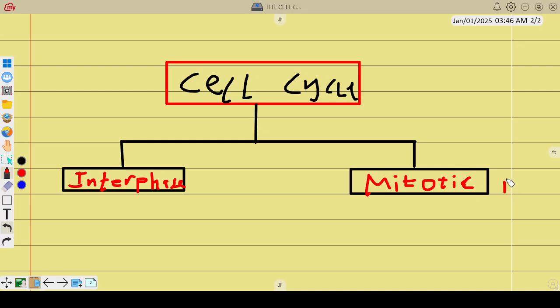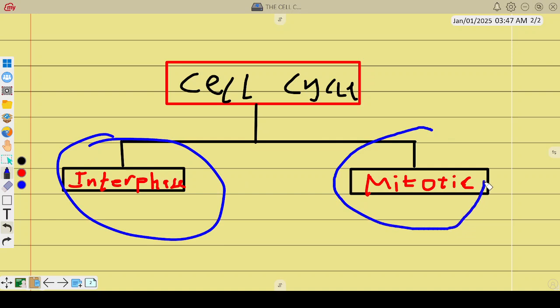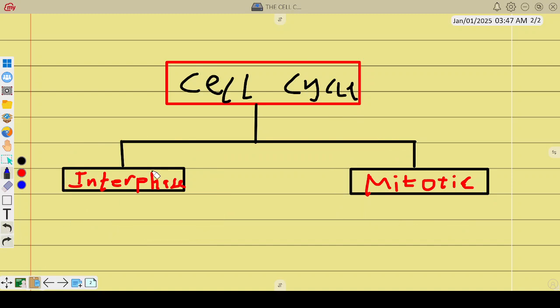If you have space, you finish it up. Mitotic phase. So these are the 2 phases of the cell cycle: interphase and mitotic phase. Under this lesson, we're going to focus on this, and then in the next lesson we'll focus on mitosis, and then in the last lesson we'll deal with meiosis.